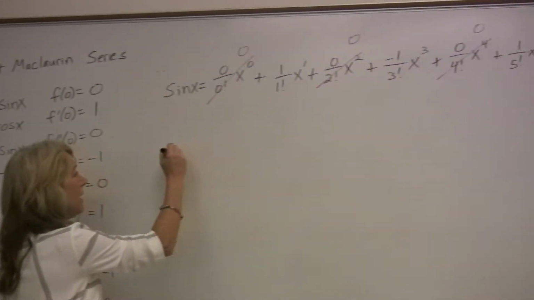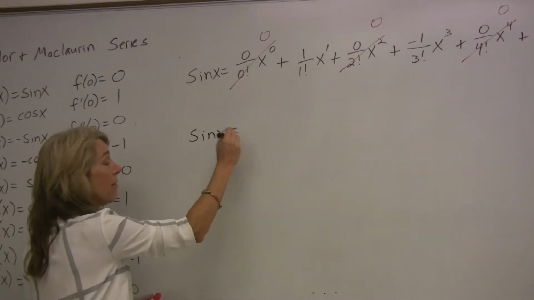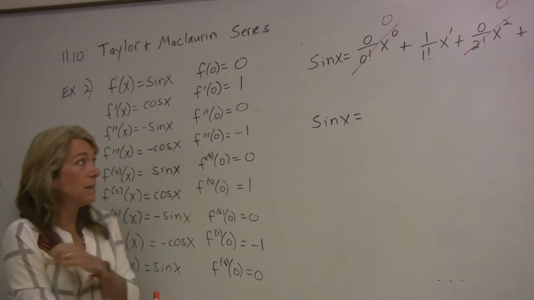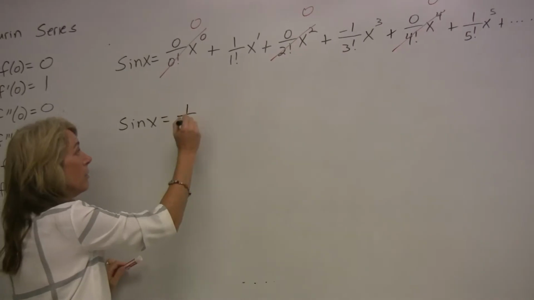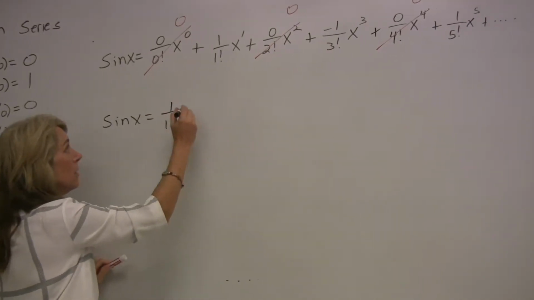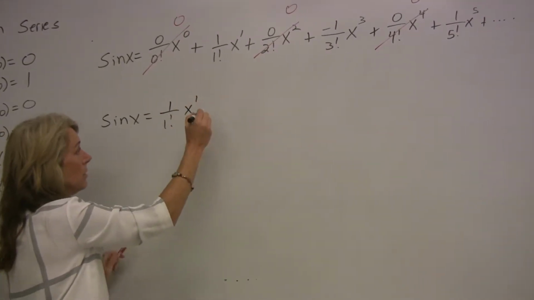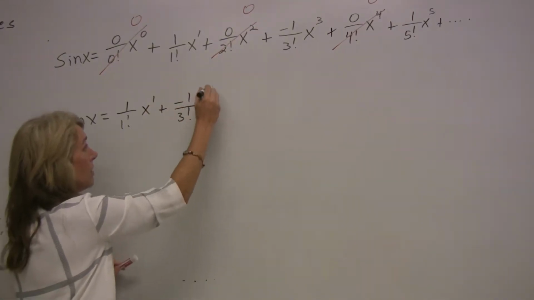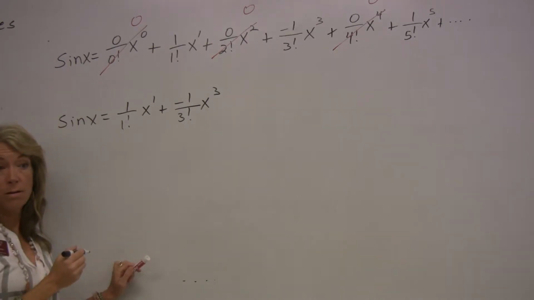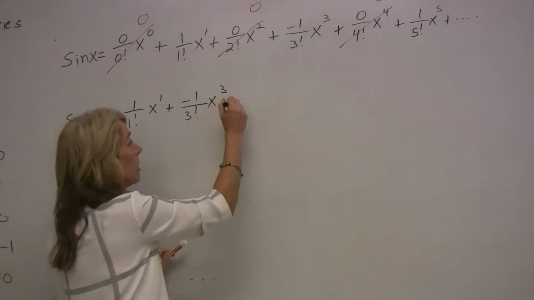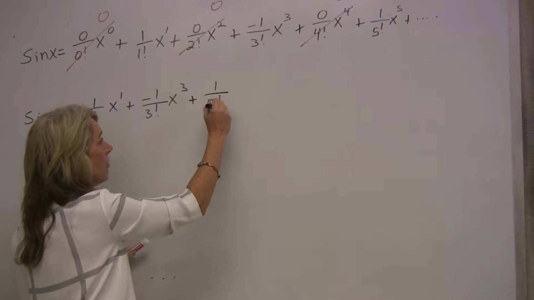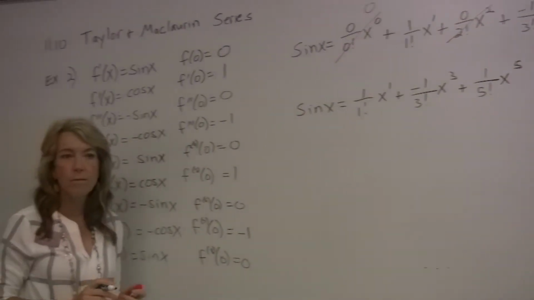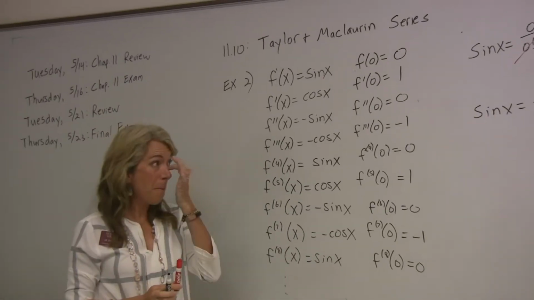So now I'm going to rewrite this with just the terms I have left. I have 1 over 1 factorial x to the 1, plus negative 1 over 3 factorial x cubed, plus positive 1 over 5 factorial x to the 5th. Just taking out the ones that I have left.